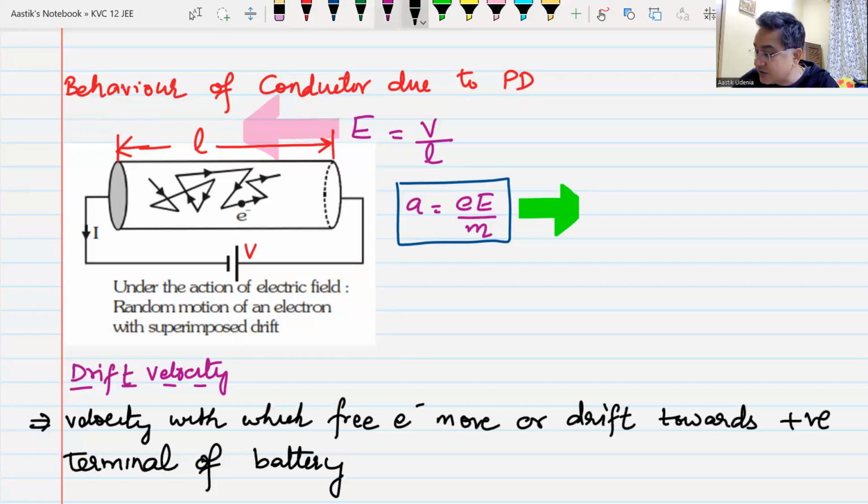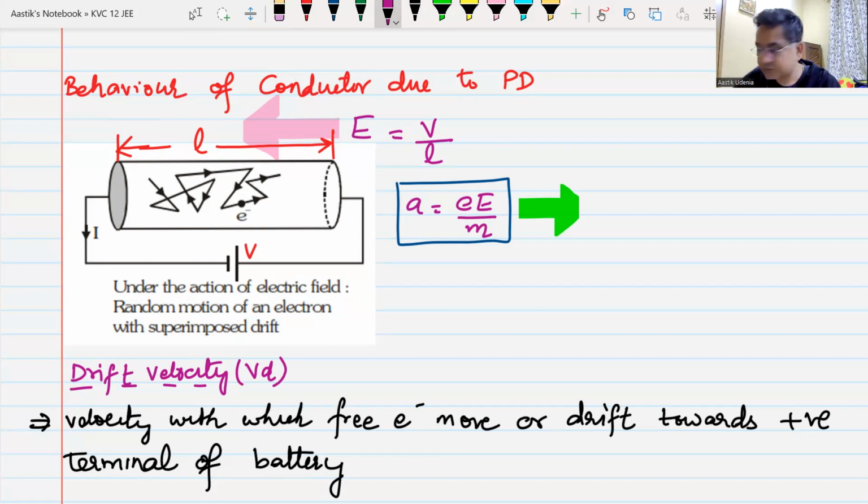This velocity is known as the drift velocity Vd. And what is the direction of this drift velocity, beta? Direction of current. It will be towards the positive terminal of the battery, or opposite to the direction of electric field. Do we understand this?